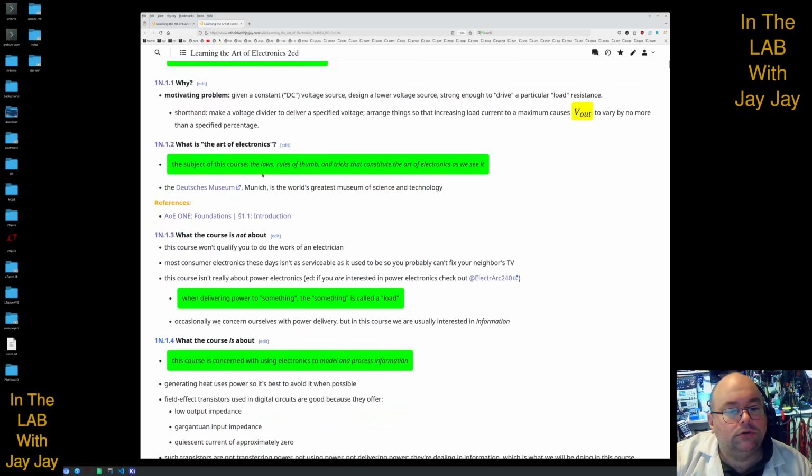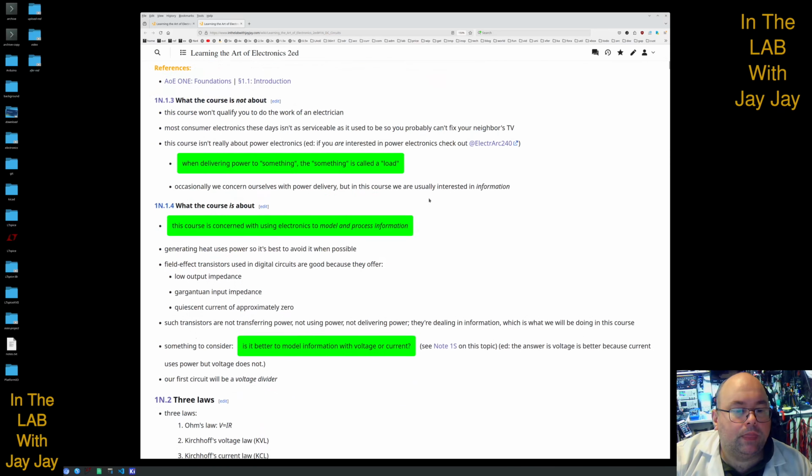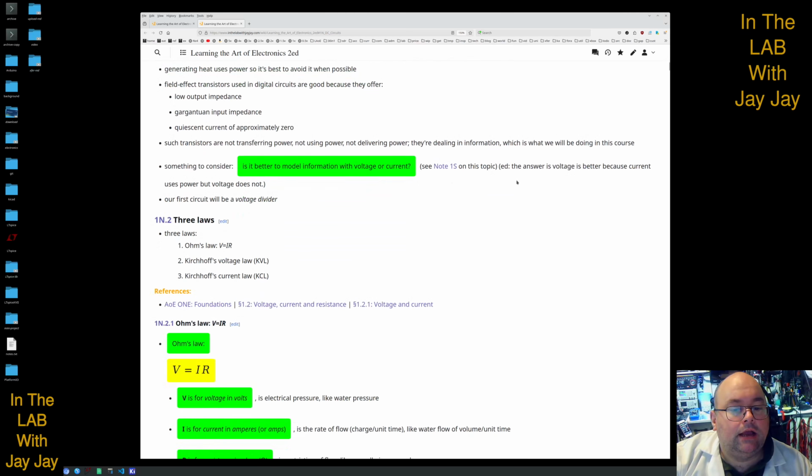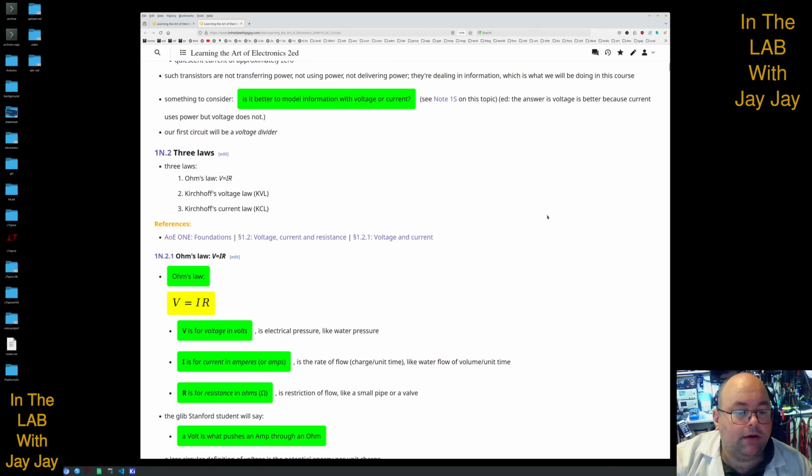The subject of this course is the laws, rules of thumb, and tricks that constitute the art of electronics. When delivering power to something, that something is called a load. This course is concerned with using electronics to model and process information, not so much to provide power to things. And the question is, is it better to model information with voltage or current? And the answer is that it's better to model with voltage, because if you model with current, you need to actually use power. With voltage, if you just measure, you don't need to use it as power.